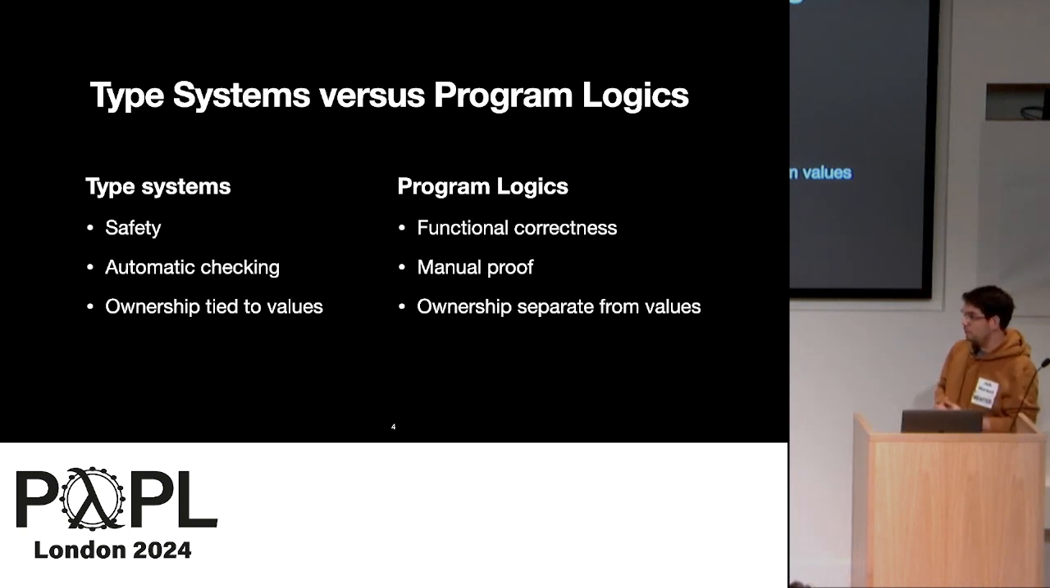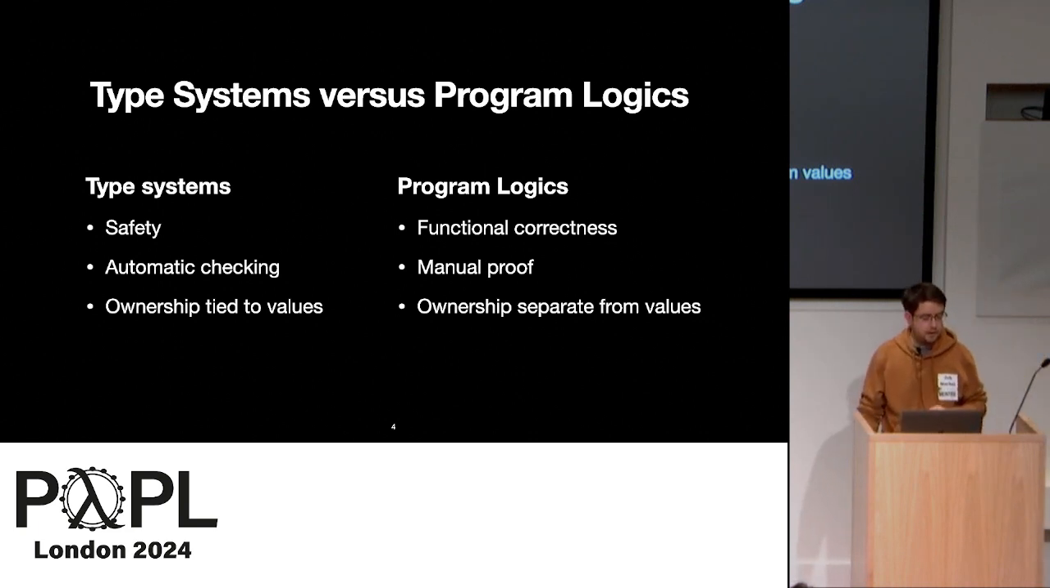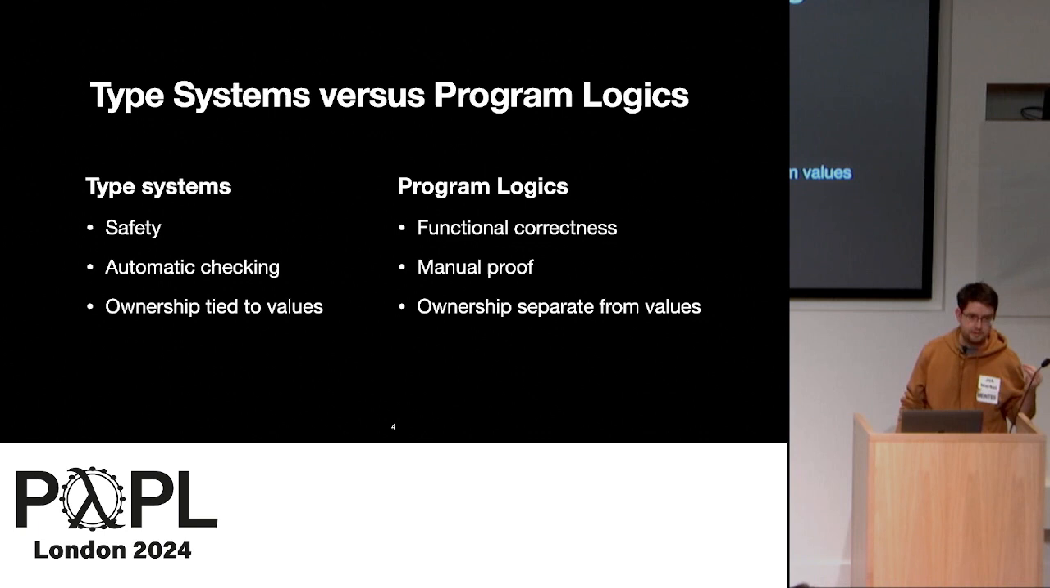Okay, so session types are a type system, and those are nice, but they usually give you some kind of standard safety property, whereas with program logics you can prove functional correctness as well. On the other hand, type systems give you automatic checking, whereas program logics require manual proof. And an important difference here is that in type systems, ownership is usually tied to values. There is no distinction, whereas in separation logic, those two are separate.